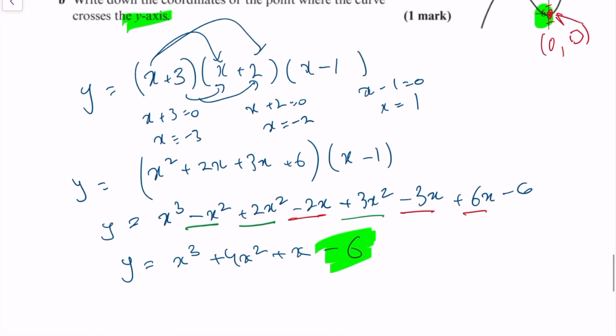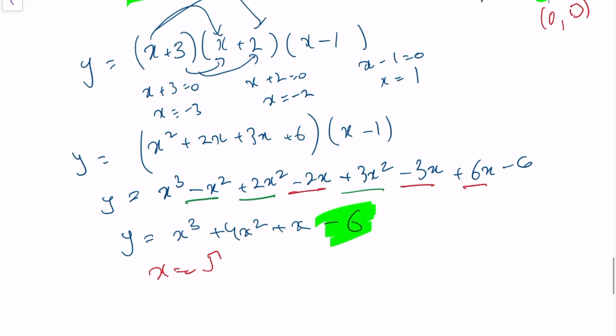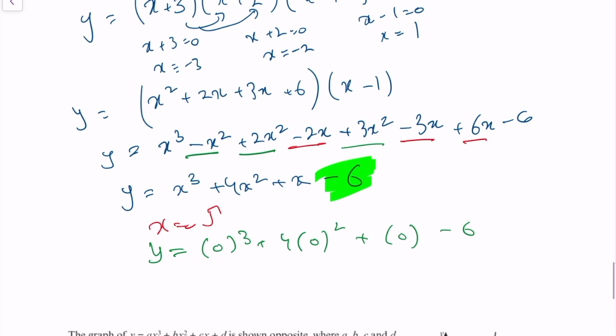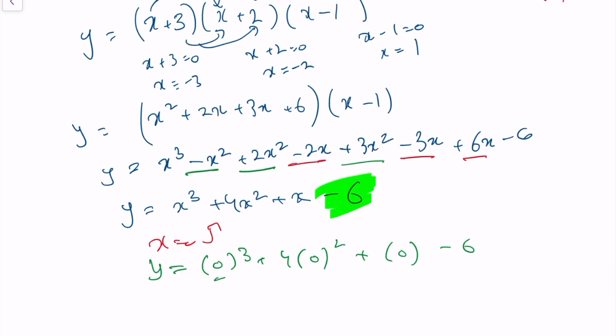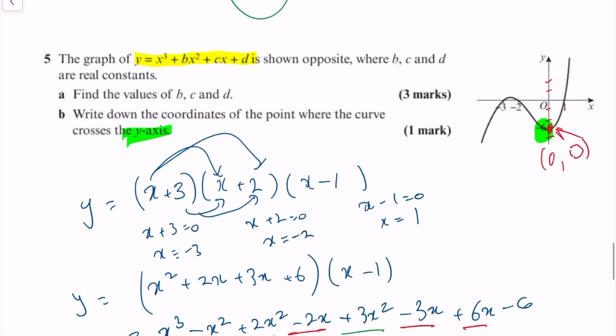So when I make my x equal to 0 in all of this equation, I'm saying that, okay, y is equal to, hang on, where's my pen, not working? I'm saying that y is equal to 0 cubed plus 4 into 0 squared plus 0 take away 6. Now all my x's are 0, and I solve all of this. This is going to give me 0, 0, 0. So y is equal to -6 when x is 0. That means my y-intercept is going to be -6.